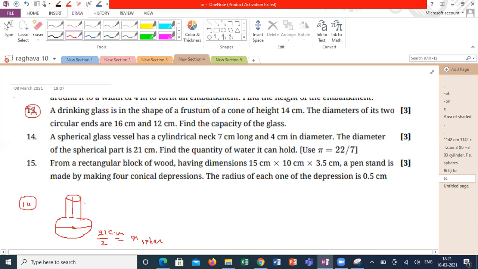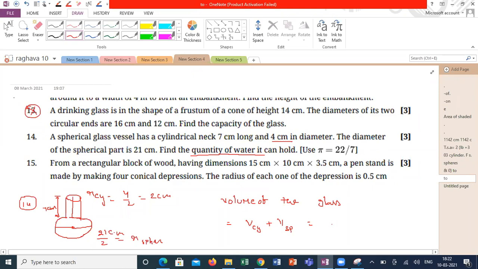And what is the radius of the cylindrical part? 4 centimeter diameter, so 4 by 2, that is 2 centimeter. And what is the height? 7 centimeter. So he is asking to find the quantity of water. Whenever they say the quantity of water, he is asking only the volume. The volume of the glass will be equal to the quantity of water it can hold. That is volume of cylinder plus volume of the sphere. Correct?